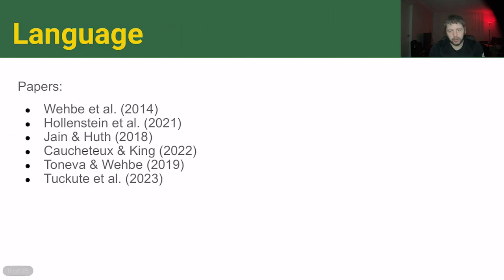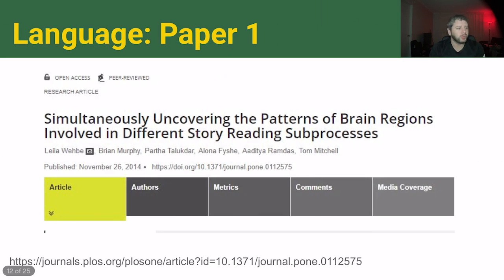Here are the papers that we're going to look at in the language section. We're going to begin in 2014 with this Harry Potter fMRI dataset, where the researchers looked at about 200 linguistically relevant variables and mapped out the whole story reading process across the brain.